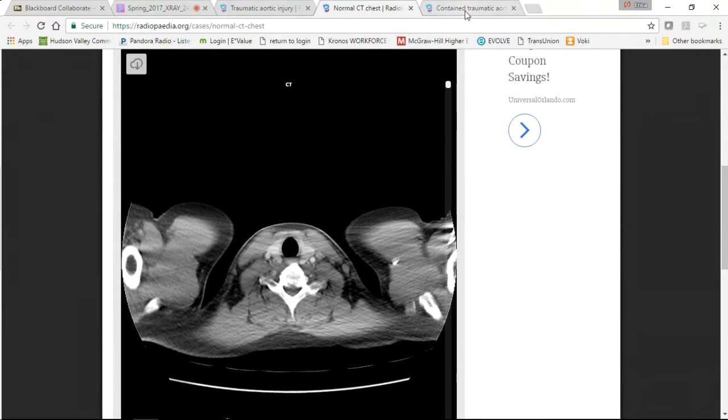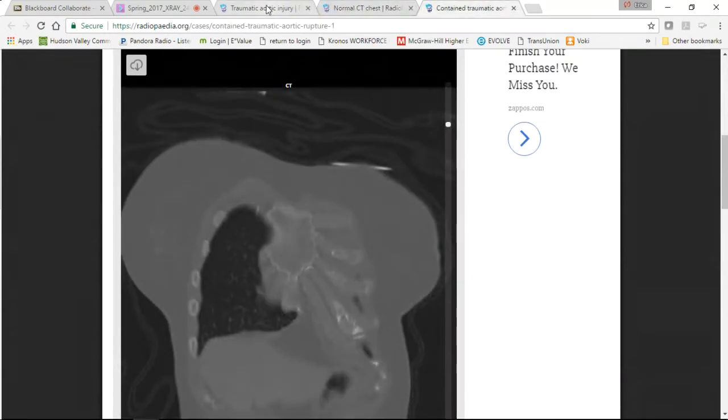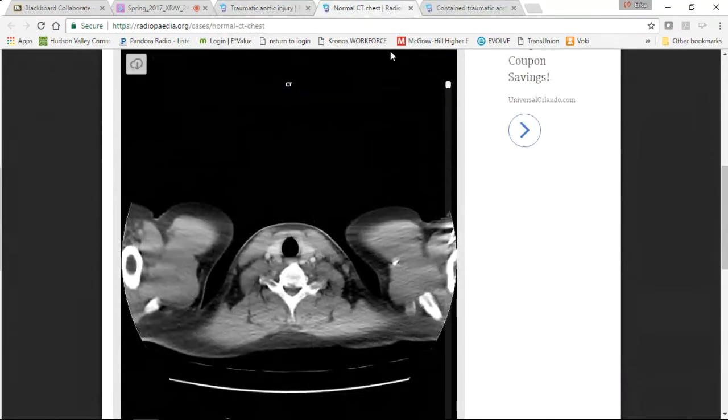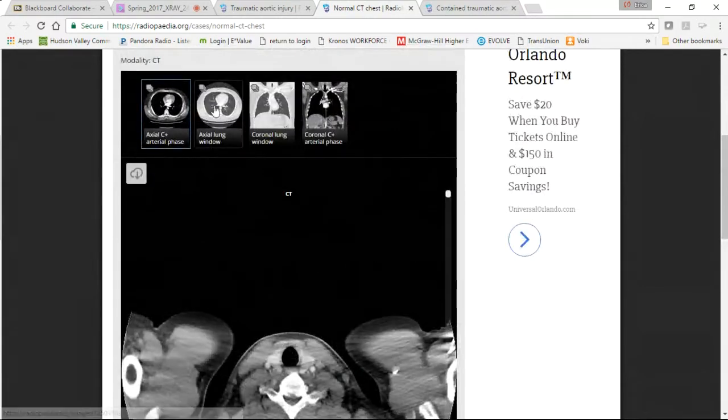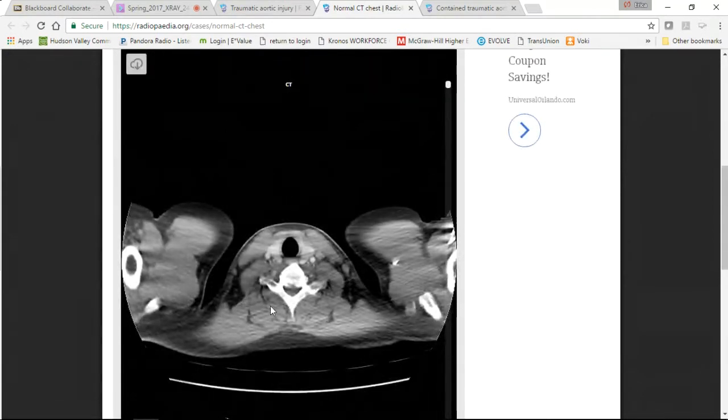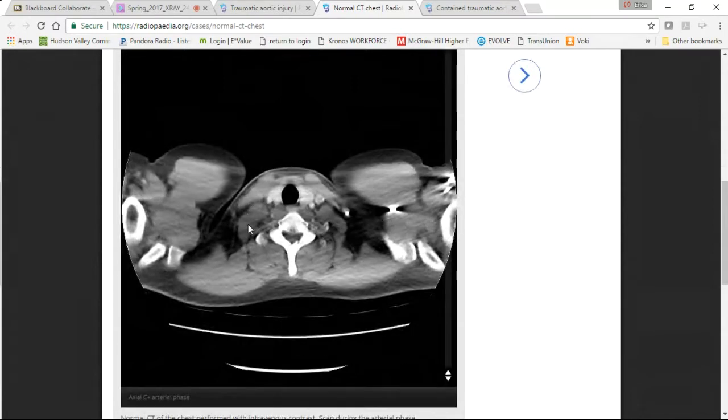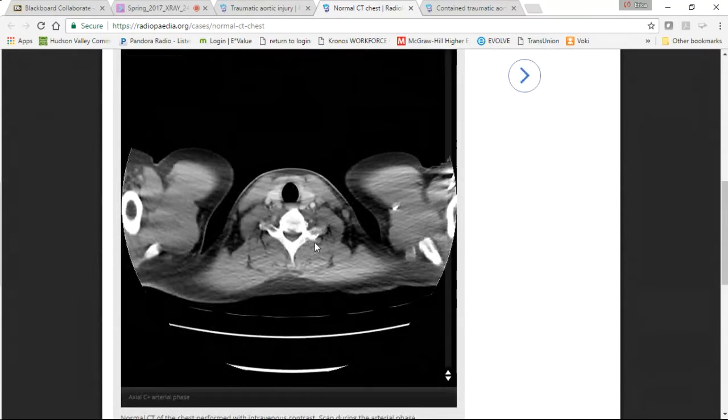So a normal chest CT, and traumatic aortic injury. Let's start with a normal chest CT. There are two different axials and two different coronal reformats. Let's start with our soft tissue or normal window of our axial. So let's start all the way at the top, and the first thing I want to look for is the thoracic inlet.